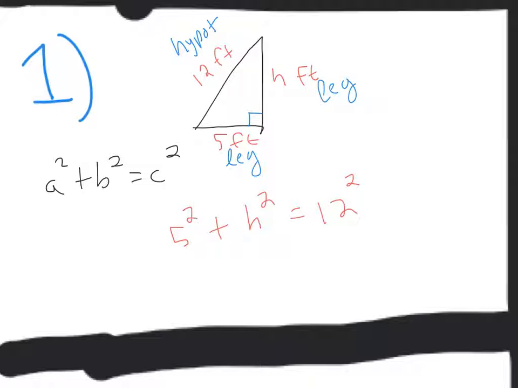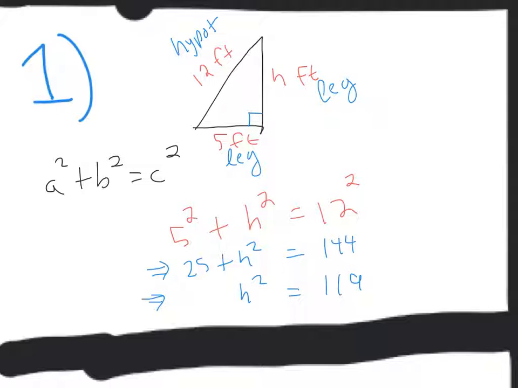Alright, with a little bit of math, we get 25 plus h squared equals 144. Subtract 25 from both sides and you get h squared equals 119 when you subtract 25 from both sides.